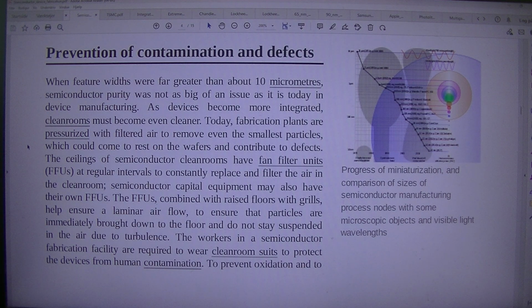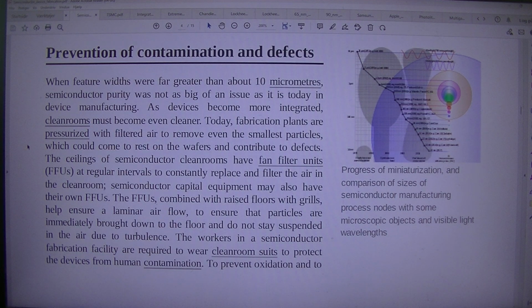Today, fabrication plants are pressurized with filtered air to remove even the smallest particles which could come to rest on the wafers and contribute to defects. The ceilings of semiconductor clean rooms have fan filter units, FFUs, at regular intervals to constantly replace and filter the air in the clean room. Semiconductor capital equipment may also have their own FFUs. The FFUs, combined with raised floors with grills, help ensure laminar airflow, to ensure that particles are immediately brought down to the floor and do not stay suspended in the air due to turbulence.